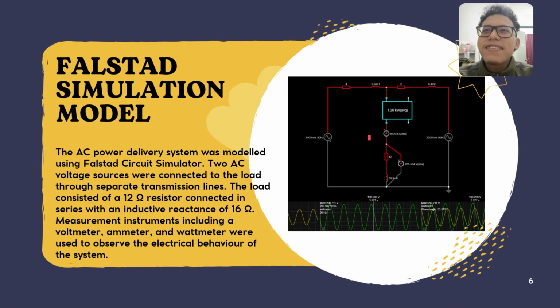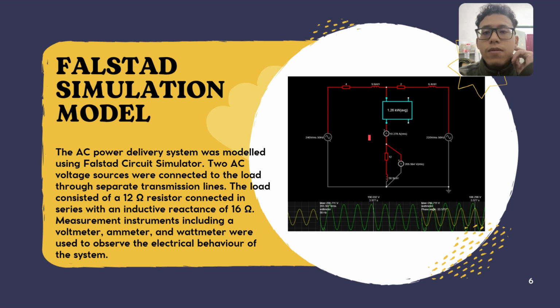For the next slide is the Falstad simulation model. To analyze and validate how these parameters interact under real-time conditions, we model the entire AC power delivery system using the Falstad circuit simulation. In this simulation model, the two AC sources are connected directly to the load through their respective transmission line impedances, just as we defined in our parameters.